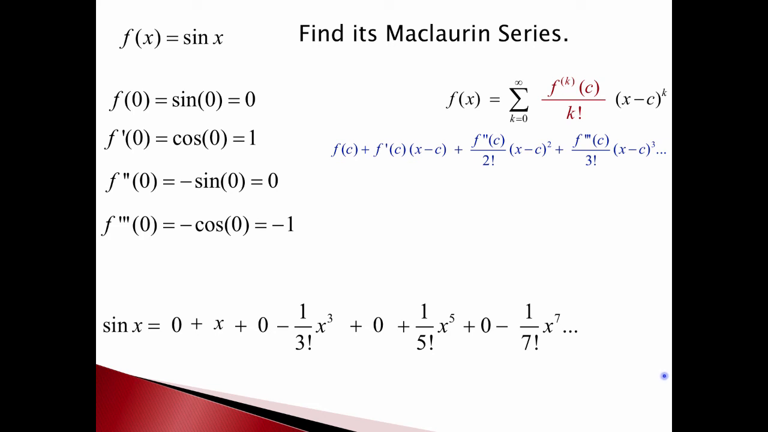Because for even numbers I did 2k. For odd numbers I do 2k plus 1. That way, as k goes 0, 1, 2, 3, 4, 5, 6, 2k plus 1 goes 1, 3, 5, 7, and so on. So I'll have x to an odd number divided by odd number factorial, and then my derivatives again are going plus, minus, plus, minus, plus, minus. So I get negative 1 to the k.